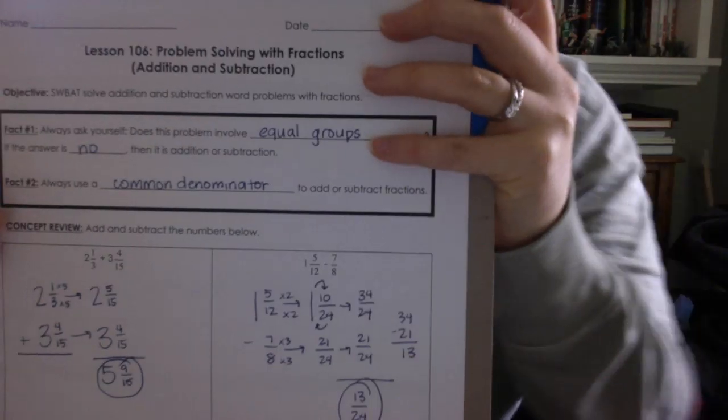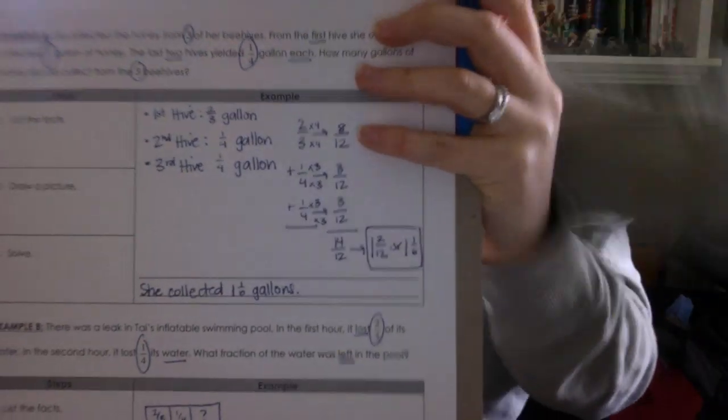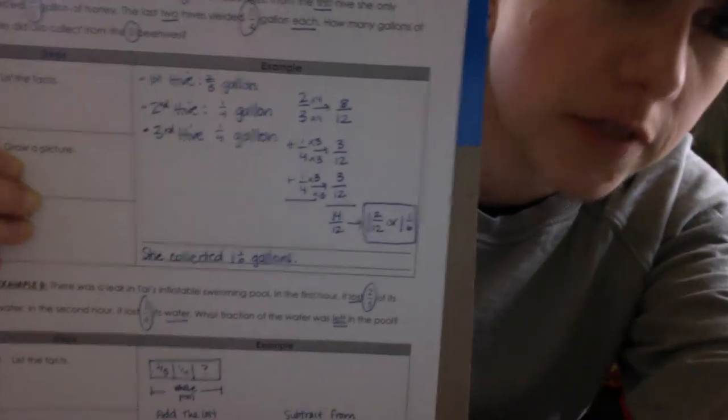Now we're going to take a look at some word problems. There's a little bit of sun behind me.